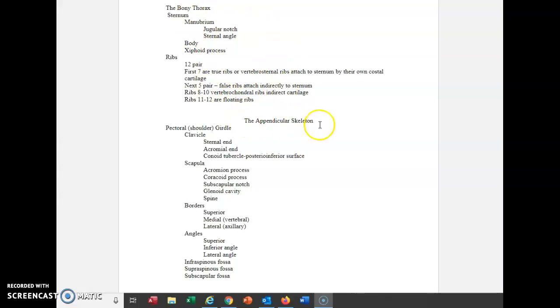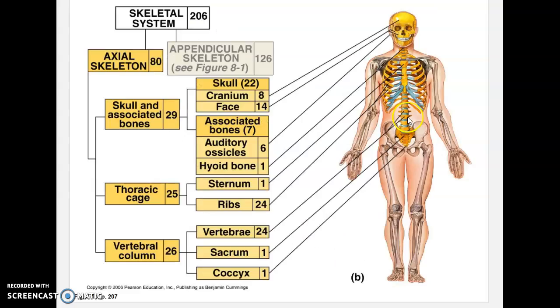Now we're going to talk about the appendicular skeleton, the skeleton that attaches to the axial skeleton. We can see the axial skeleton that we just went over, highlighted in a yellowish tone and running down the middle of the body. There were 80 bones included in that axial skeleton, and 22 of them came from the skull. The rest were the ribs, the vertebrae, and the sacrum.